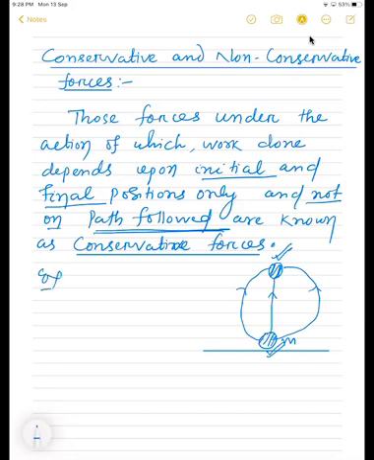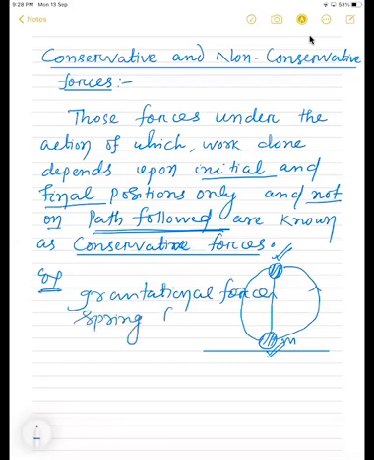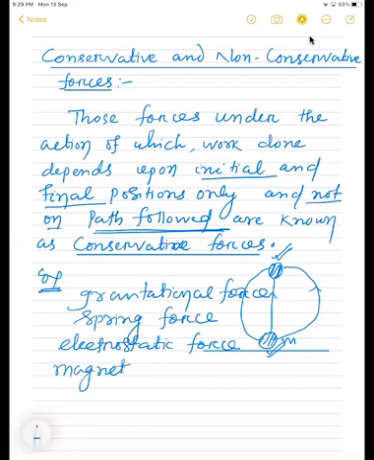So examples of conservative forces: gravitational force, spring force, electrostatic force, magnetostatic force.